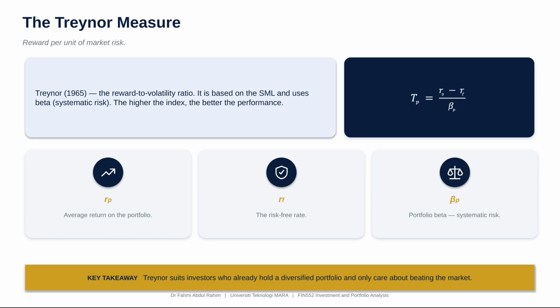Because it uses only beta, Treynor implicitly assumes the rest of the risk, the unsystematic part, has been diversified away. So the takeaway: Treynor suits investors who already hold a well-diversified portfolio and only care about how this fund performs against market risk. Next, the Sharpe measure, which is almost identical but uses a different risk.